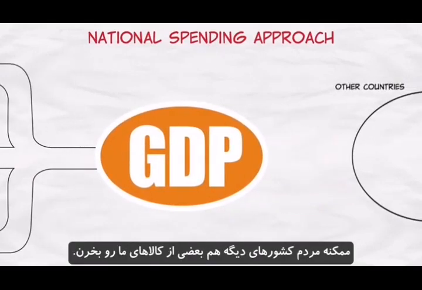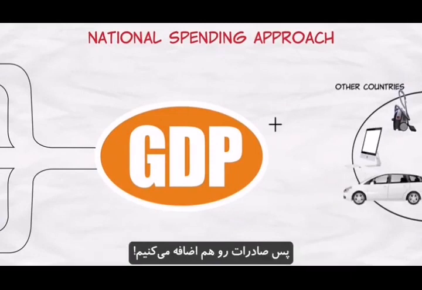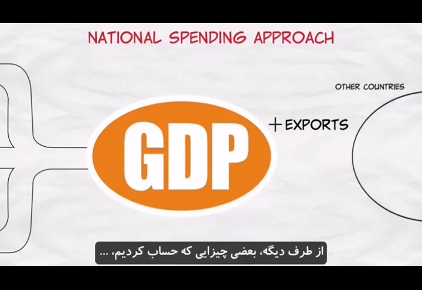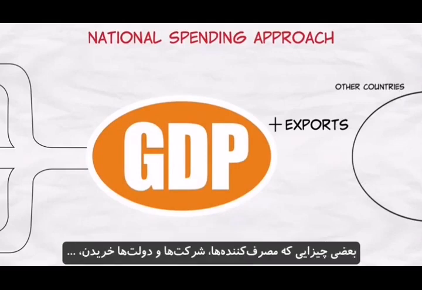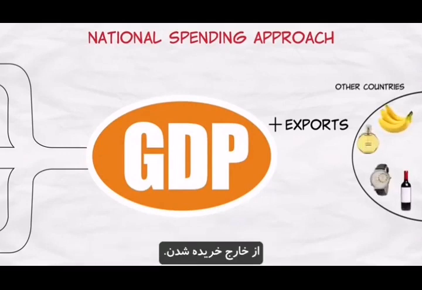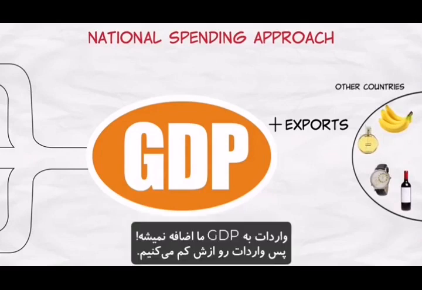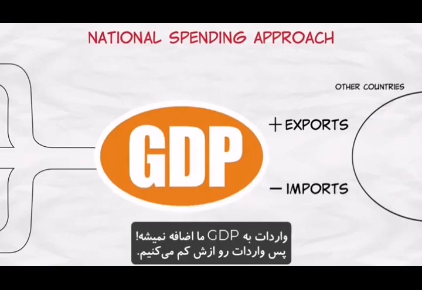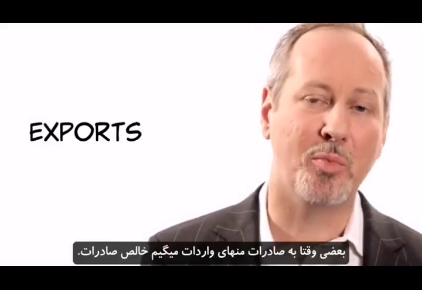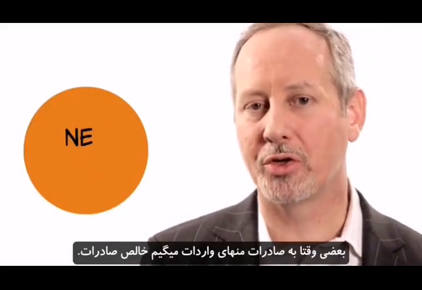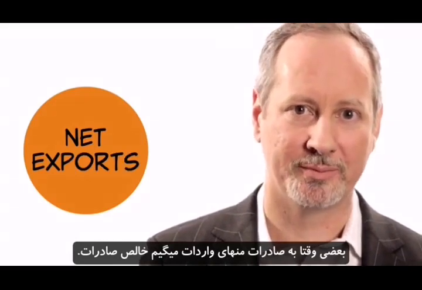People in other countries might also have bought some of our goods, so we add exports. On the other hand, some of what we've counted already, some of what was bought by U.S. consumers, businesses, or governments, was purchased from abroad, imports. Imports don't add to our GDP, so we want to subtract imports. Exports minus imports is sometimes also called net exports.